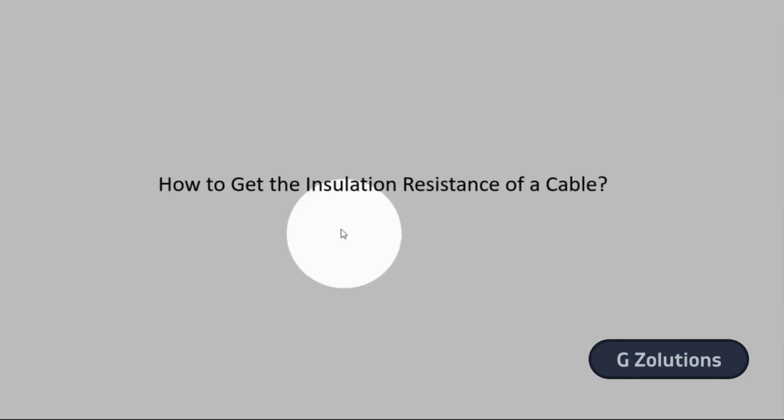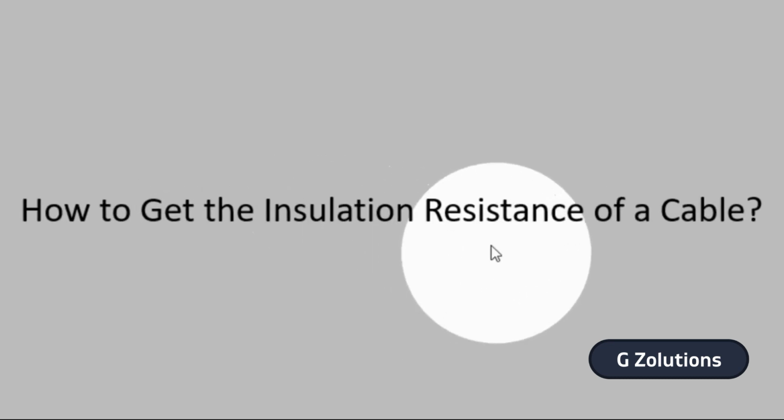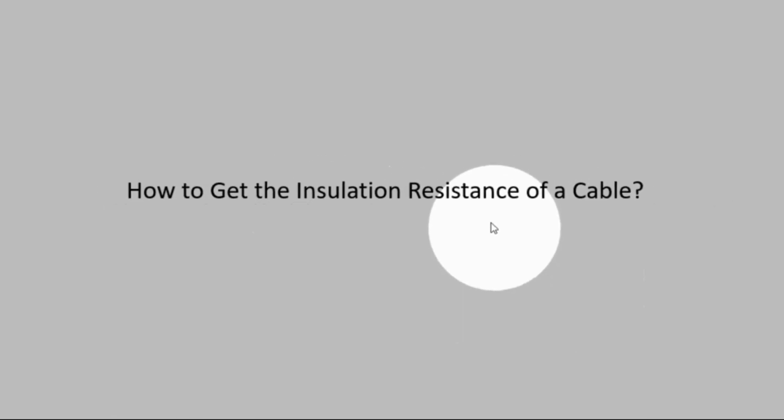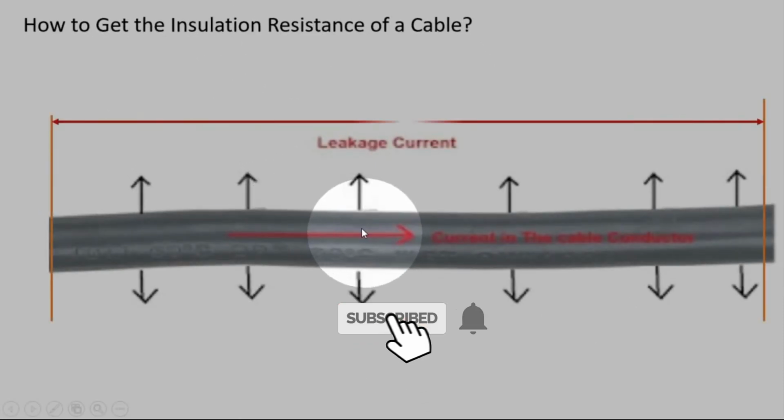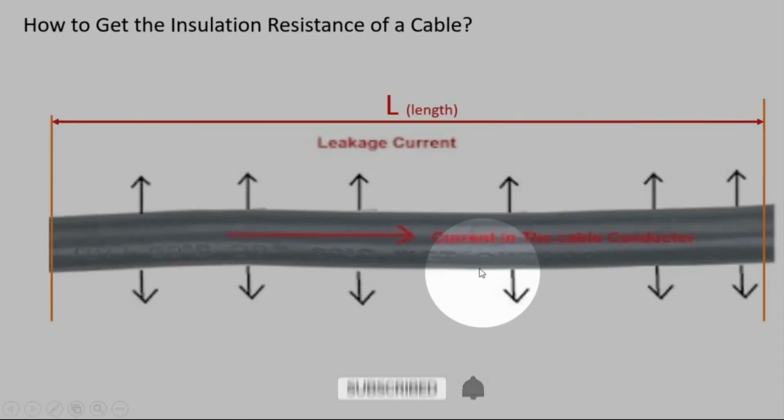Today we are going to get the insulation resistance of a cable. When we say insulation, we mean the resistance of the insulator that is wrapping up your cable. In this typical figure, we specified a certain length. The current flows from this point up to the other point in one direction. That is the typical flow of current.